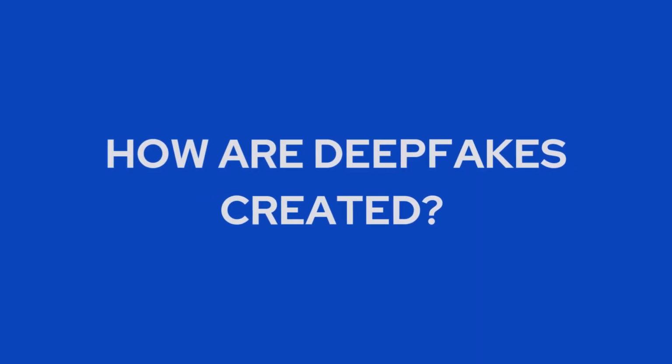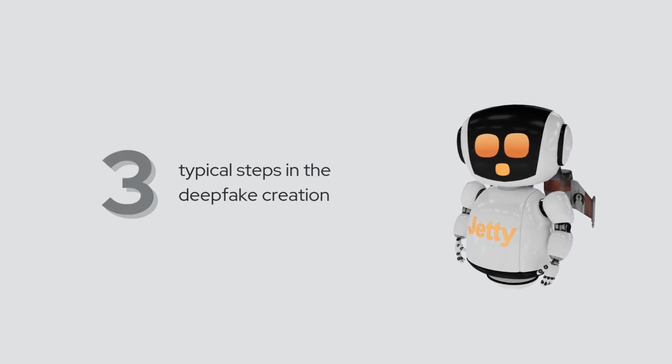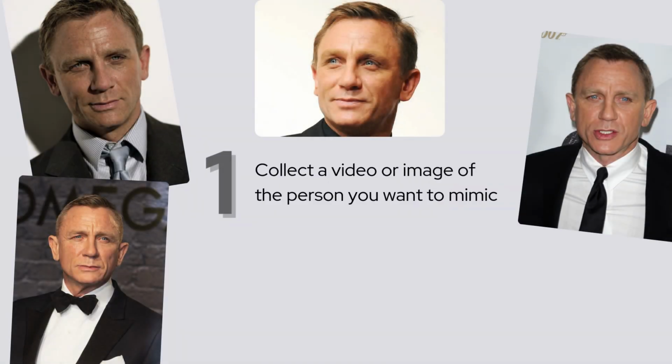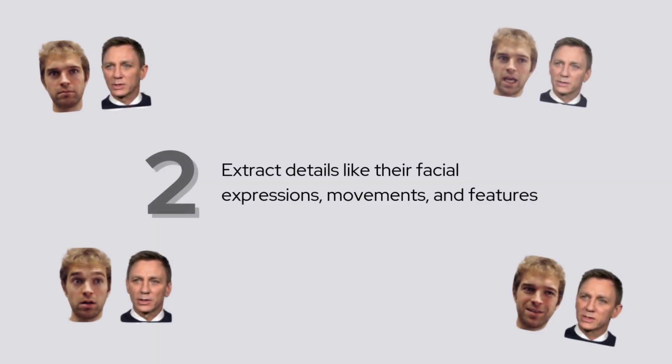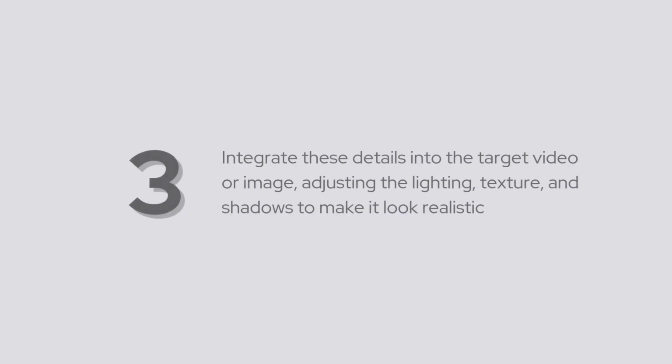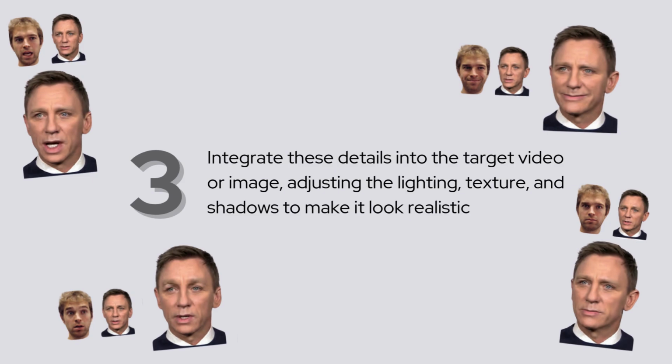How are deepfakes created? Creating a deepfake typically involves these three steps. Collect a video or image of the person you want to mimic. Extract details like their facial expressions, movements, and features. Integrate these details into the target video or image, adjusting the lighting, texture, and shadows to make it look realistic.